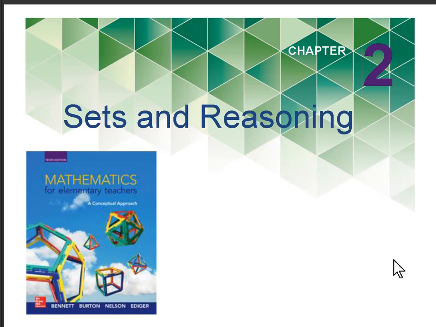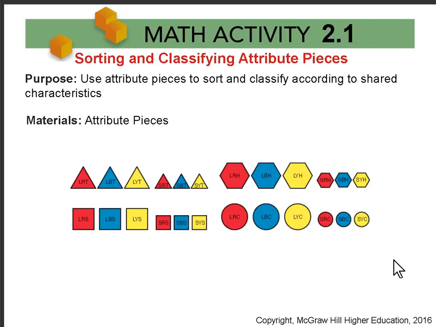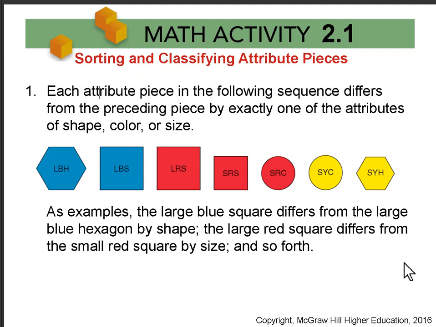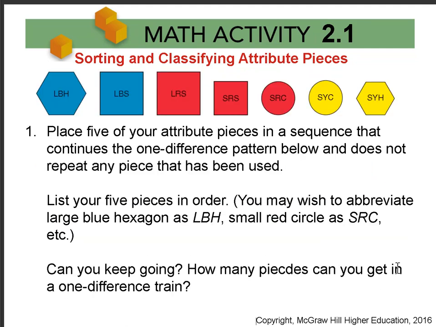In this video for Chapter 2, Section 2.1, we'll look at the math activities sorting and classifying attribute pieces. There are 24 pieces, large and small pieces, red, blue, and yellow pieces, triangles, squares, hexagons, and circles. In the first question, we have a one difference train set up, and your task is to make more one difference trains.